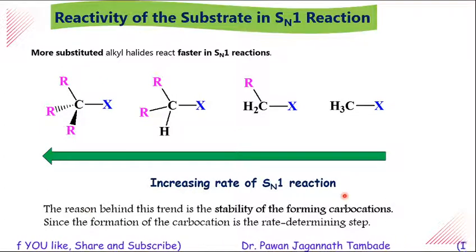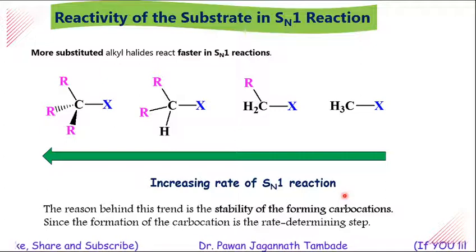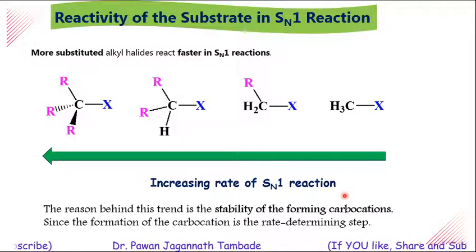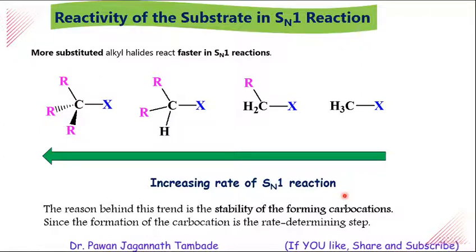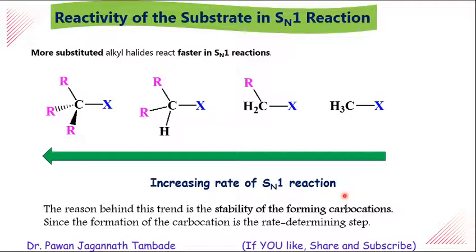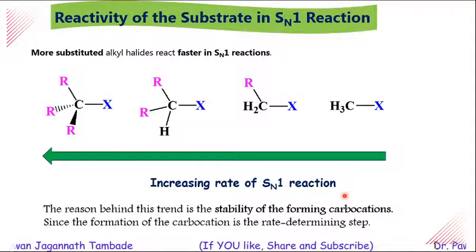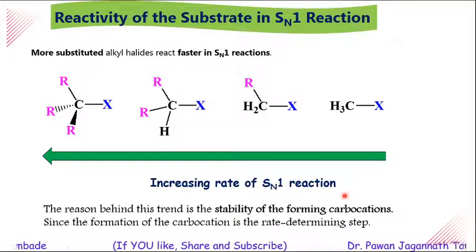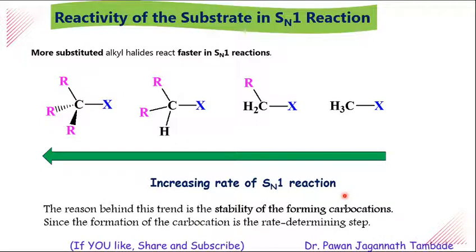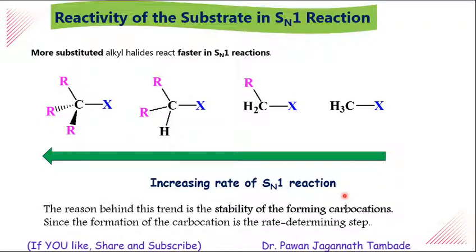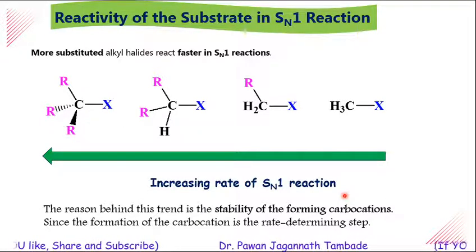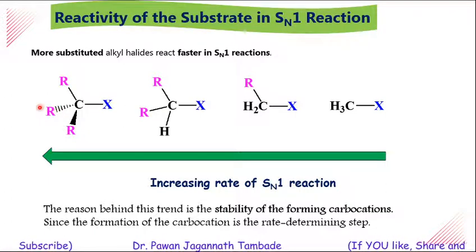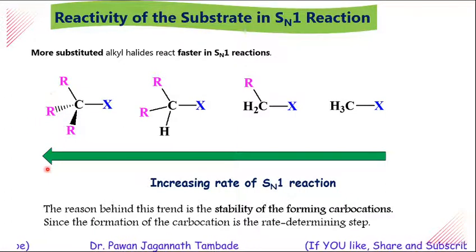The reason behind this trend is the stability of the carbocation, because we know that during an SN1 type of reaction, in the very first step, there is a breaking of the bond between carbon and leaving group, and there is a formation of a carbocation intermediate. And we know that tertiary carbocation intermediates are more stable than secondary, than primary, than methyl carbocation. And because of that, in an SN1 reaction, we can see this type of trend in the rate of reactions.